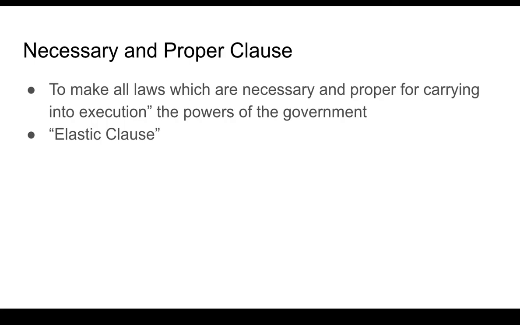Another important aspect of the Constitution, which has been used in recent years to increase the power of the federal government, is what we call the Necessary and Proper Clause, also known as the Elastic Clause. This gives the federal government the power to make, quote, all laws which are necessary and proper for carrying into execution the powers of the government. So if the government has the right to tax, they have the right to make any law necessary to get those taxes to happen. And so this clause helps to expand, like elastic expands, the powers of the government.